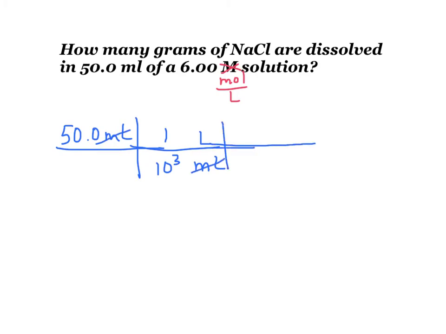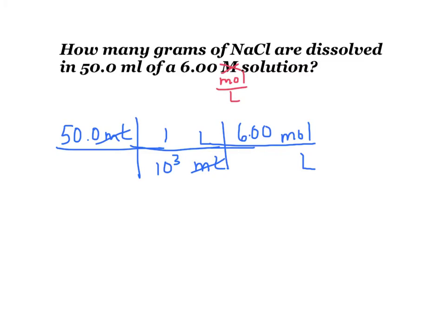On the bottom down here, I copy down again, liters. Now this is where I can change over from liters to moles using the molarity that was given to me. I'm going to put moles on top, not a capital M, but moles. 6.00, the number goes with the mole part. Whether the mole is on bottom or on top, it doesn't matter.